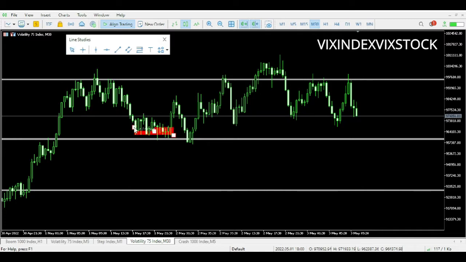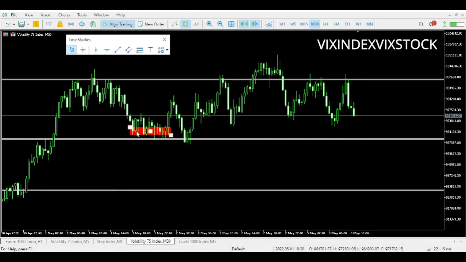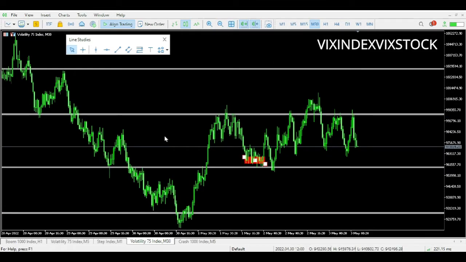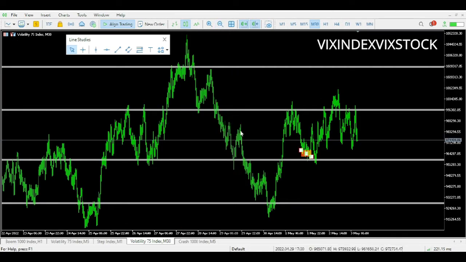trading volatility 75. See there, we have a zone, we have wicks, and we have price in a box, in a range. So this would suit especially people who have experience with breakout trading. This is not the only way that you can use to enter trades, but it's one of the best ways to spot some trades that will be forming.